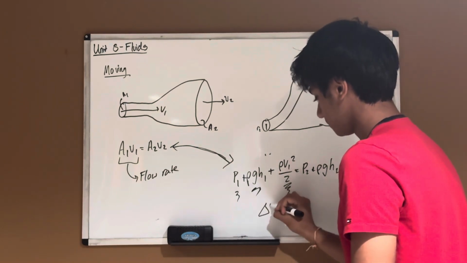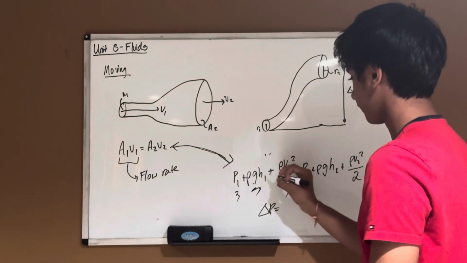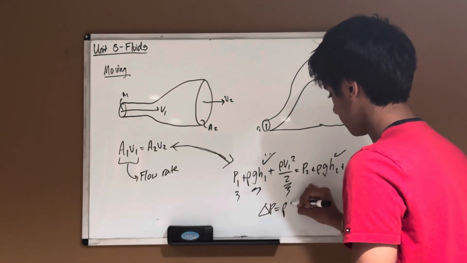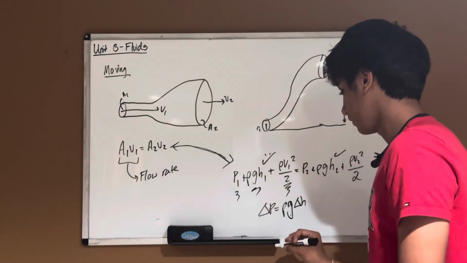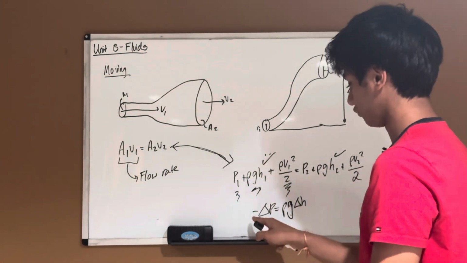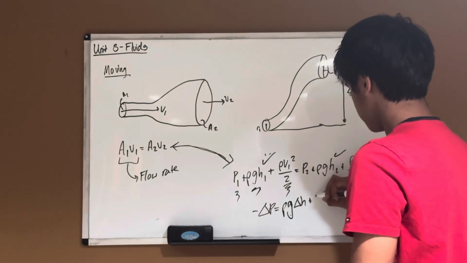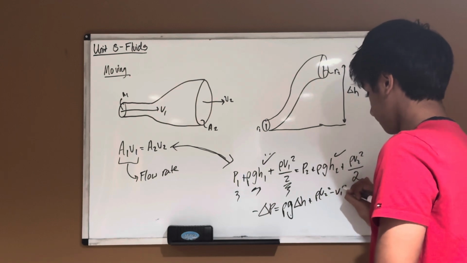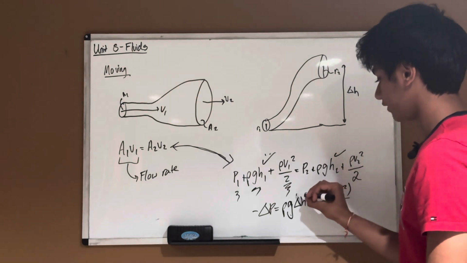So the change in pressure, delta P, is equal to, all these terms move over. So we have H1, H2 based on delta H. So actually, let's move over. We have density times gravity times delta H. Sorry, negative delta pressure, right? Because I moved the pressure 1 minus pressure 2, which is negative delta pressure, plus density times velocity 2 squared minus velocity 1 squared over 2. And so here we have delta H, right?